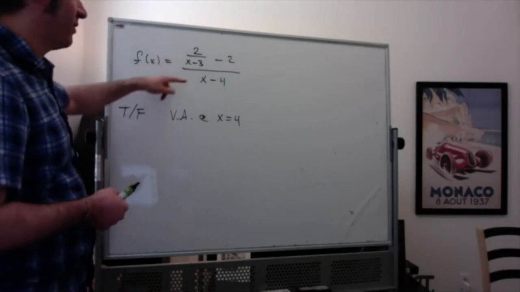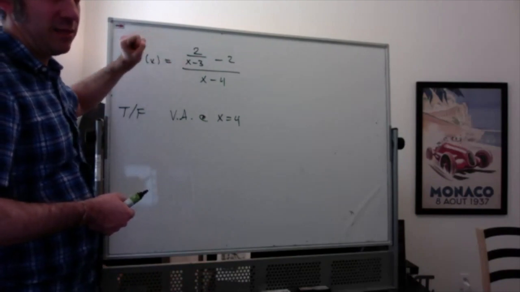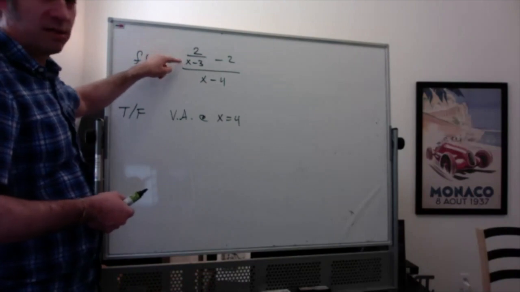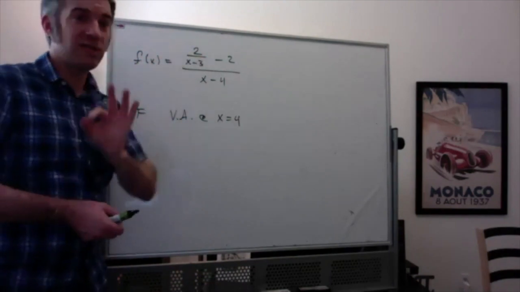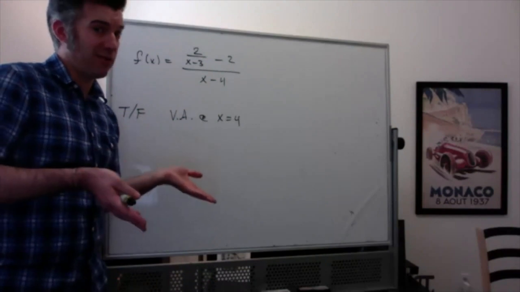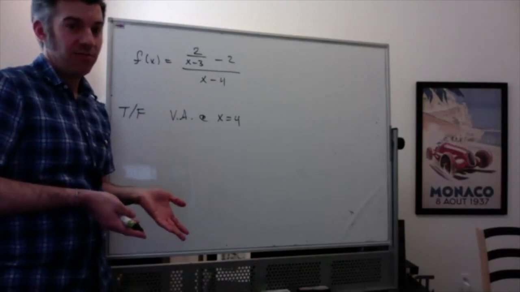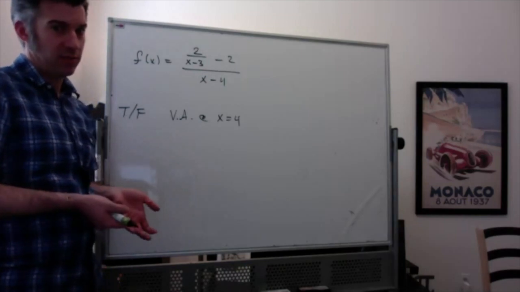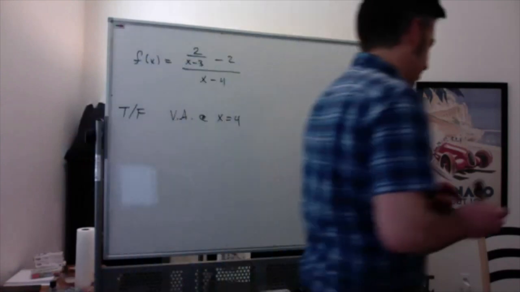So I plug in 4, I definitely get 0 on the bottom. If I plug in 4, I also get 0 on top. 2 over 4 minus 3 is 2 over 1, which is 2. 2 minus 2 is 0. When you have a 0 over 0, you might have a vertical asymptote, right? Because the limit might be some sort of infinity, but you might not have a vertical asymptote. So there are 2 ways you can deal with this. The easy way, I think, is just to simplify it.